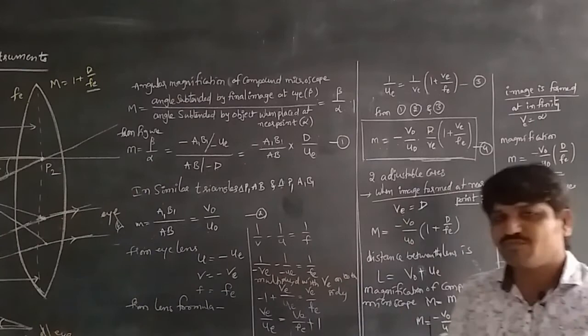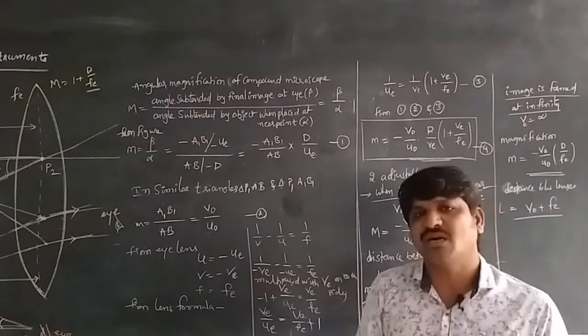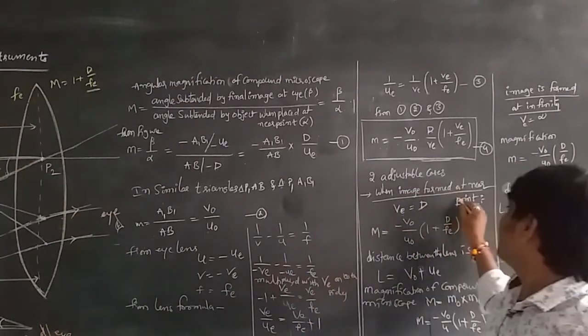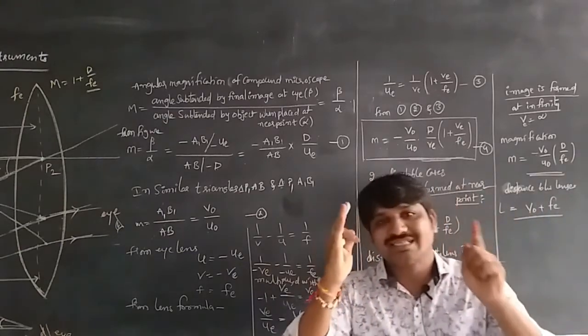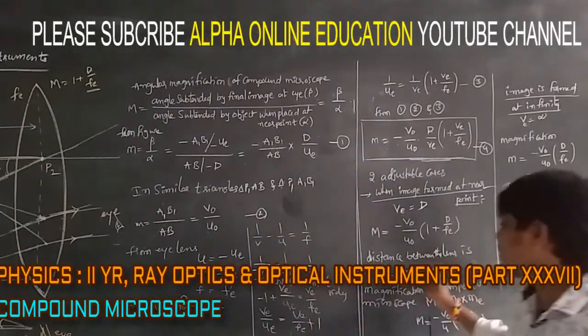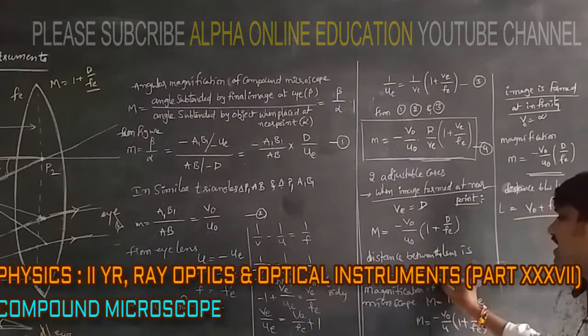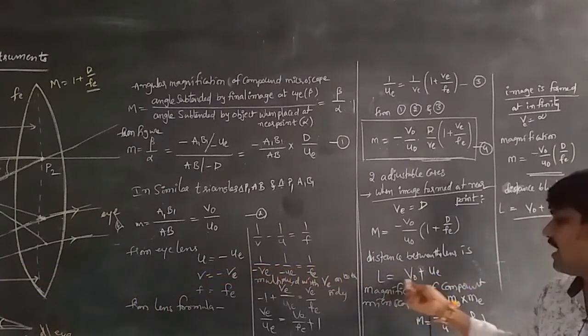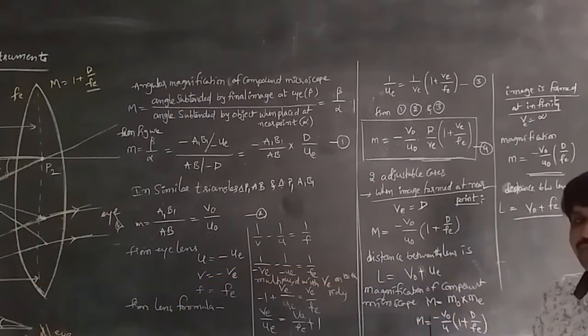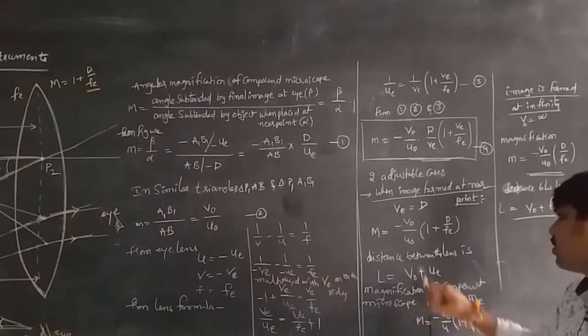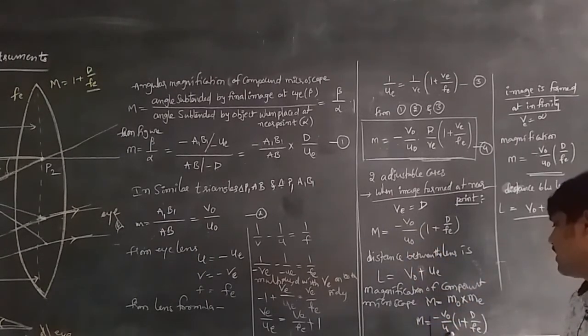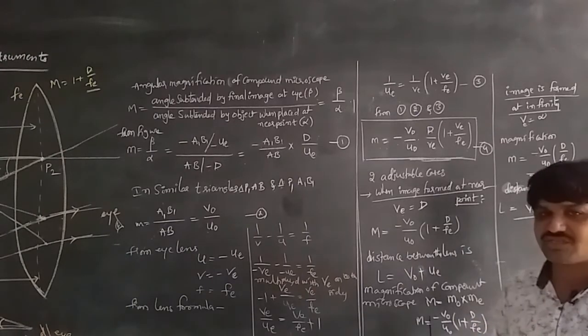Then, whenever the image is formed at the near point, the distance between the two lenses is L is equal to Vo plus Ue, where L is the distance between the two lenses. The magnification of the compound microscope will be M is equal to minus Vo by Uo into 1 plus D by Fe.